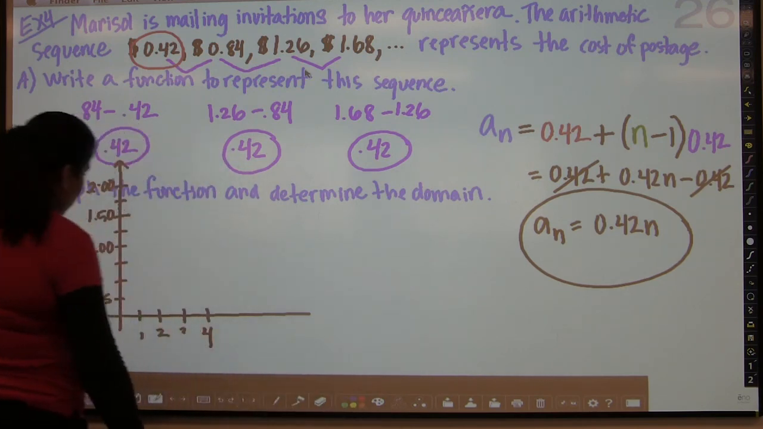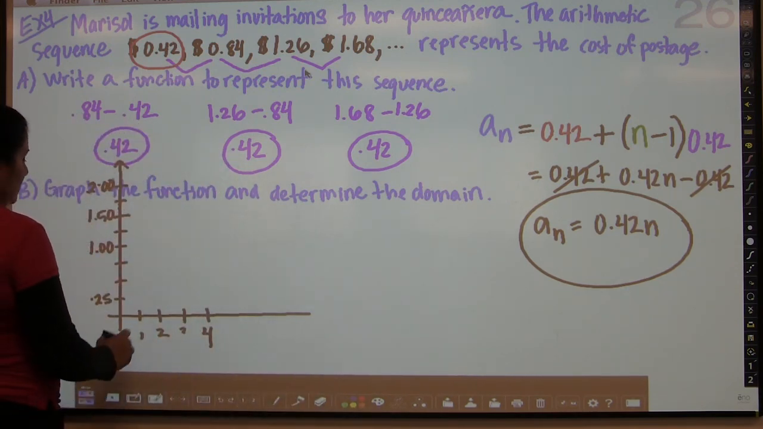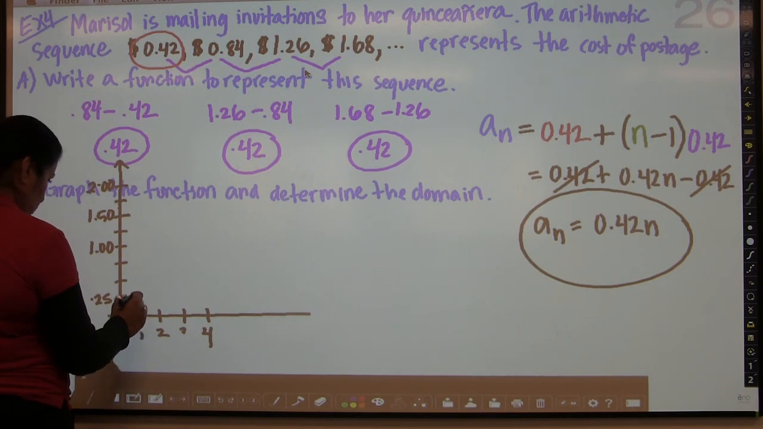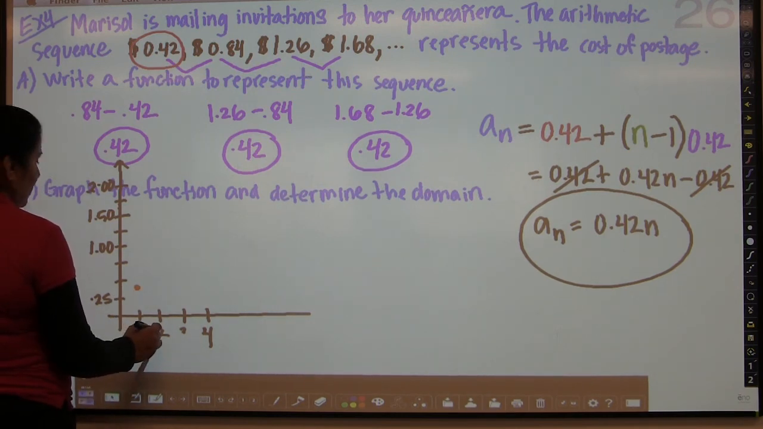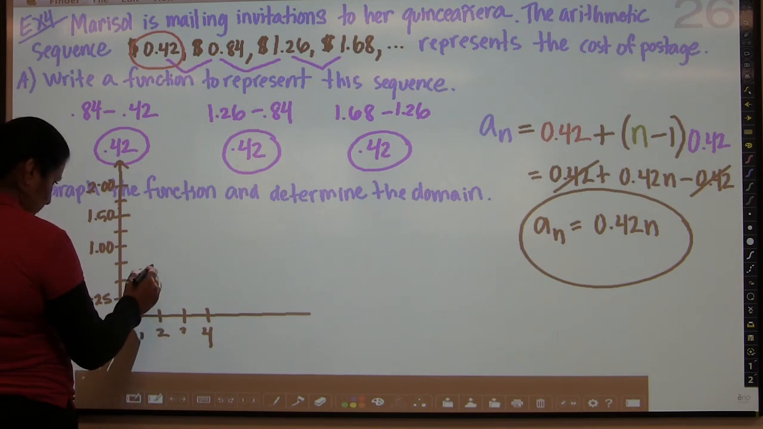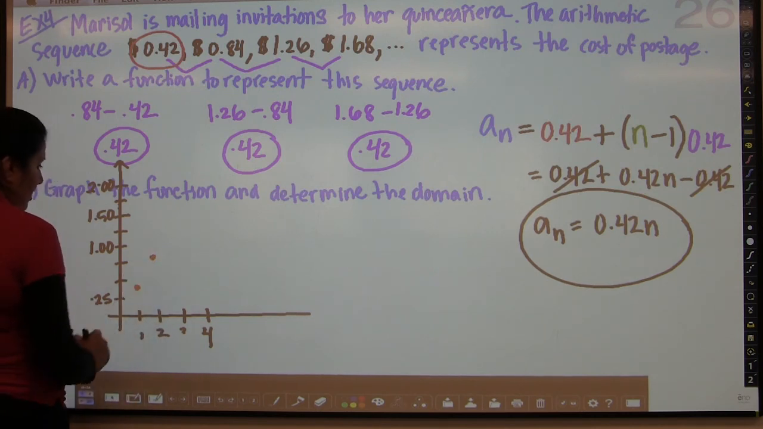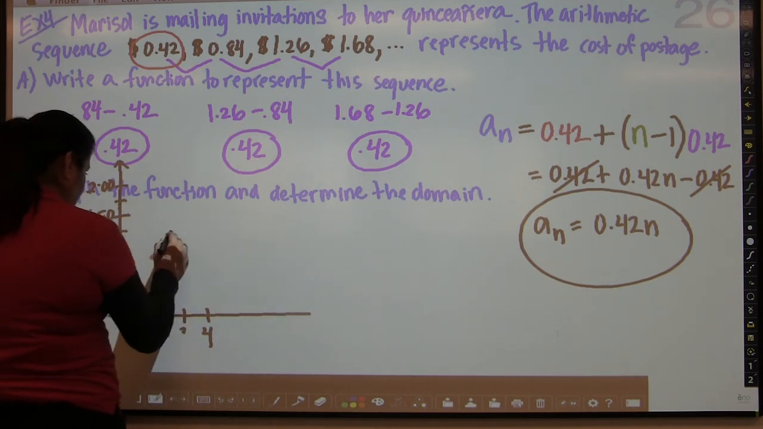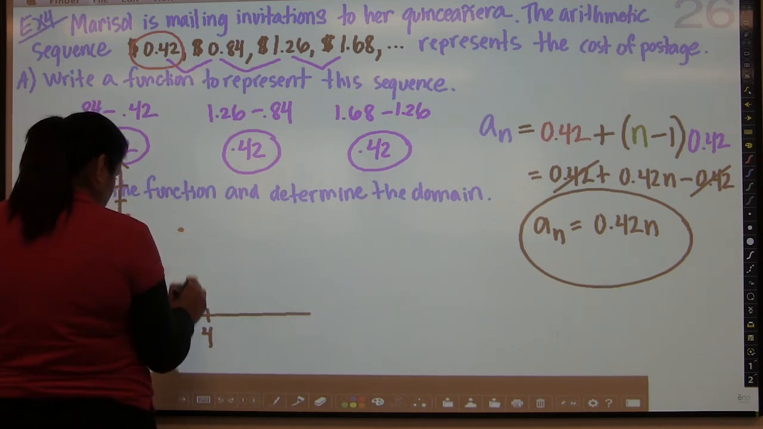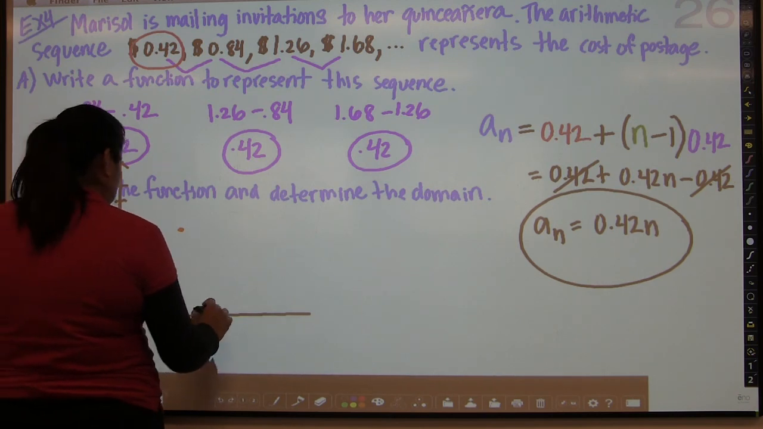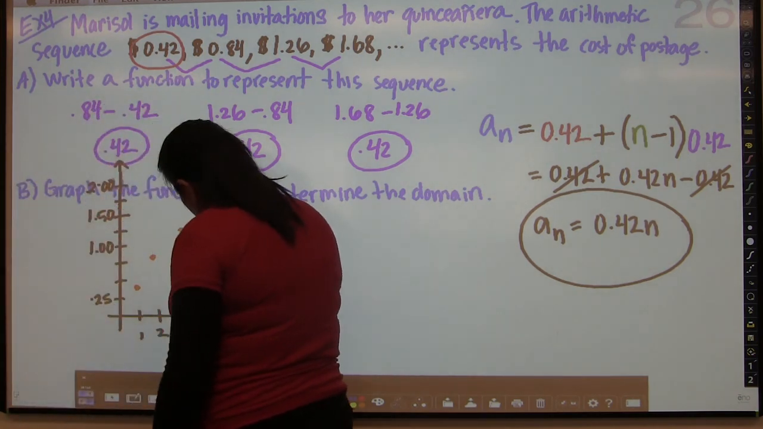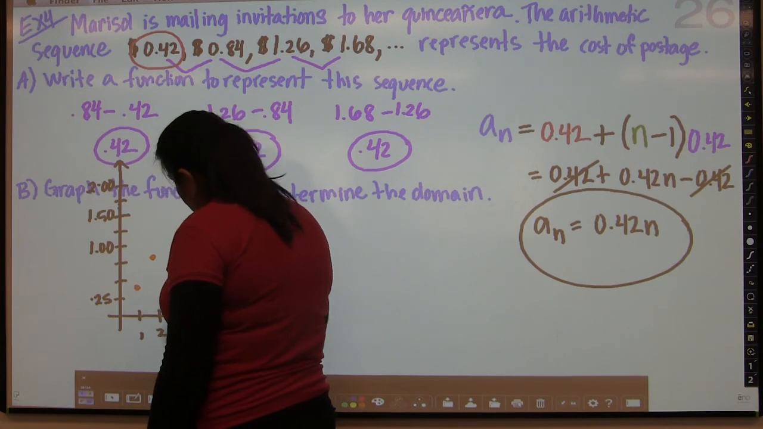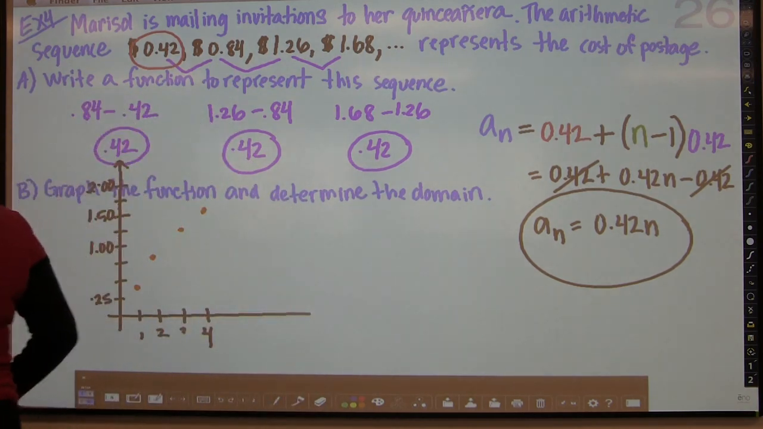So we're going to say that when x is 1, you get 0.42, so less than 50 cents, so somewhere right there. At 2, you're going to get 84 cents, which is more than 75, so somewhere there. At 3, you're going to get $1.26, so this is $1.25, so right about there. And at 4, you get $1.68, which is above $1.50, so somewhere right around there. Alrighty? And that's basically your graph.